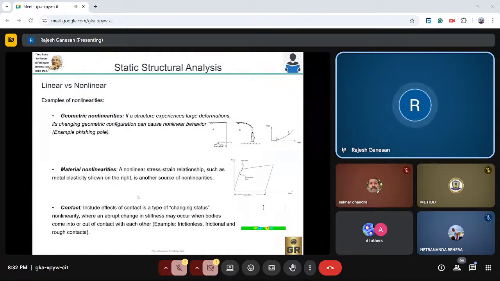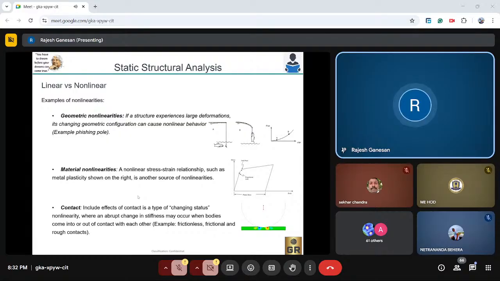So once again, linear versus non-linear. We are comparing the things: geometric non-linearities, material non-linearities, and contact. Here you can see an example. We are putting a fishing bow into the net and getting the fish. So image A, image B, you can compare.